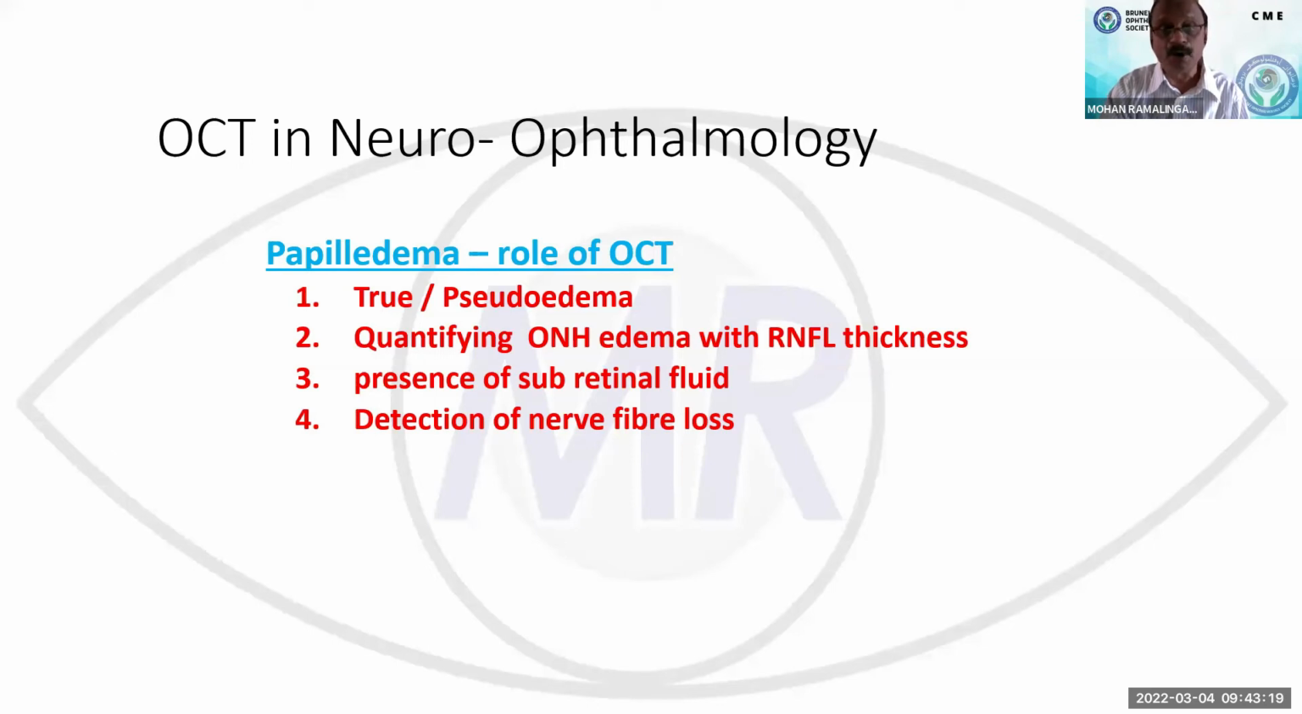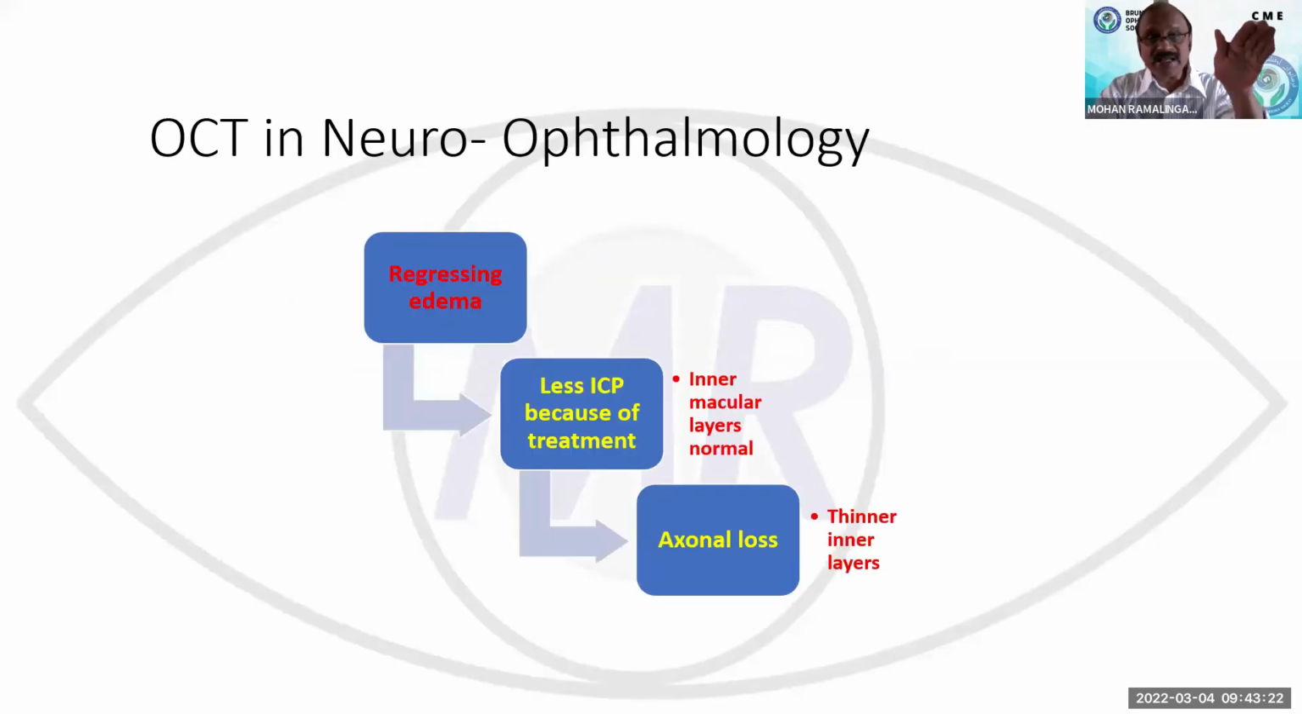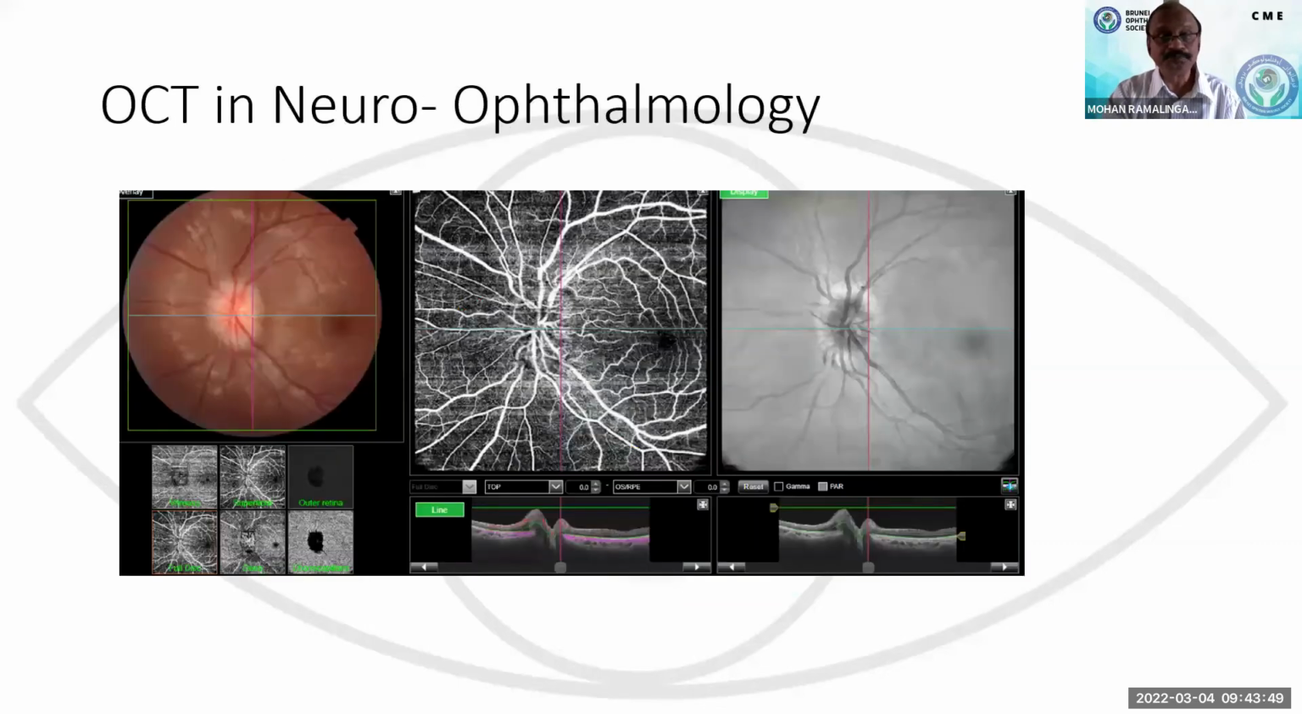This is very, very important, because whenever papilledema is treated, in a regressing papilledema, because of control of intraocular pressure, the inner layers of the retina may be lower. But if there is an axonal loss, there may be thinning of the retinal nerve fiber layers and ganglion cell loss. So measuring this can detect early loss or early visual dysfunction, and we can modify our treatment based on this. This is one of our patients with papilledema.